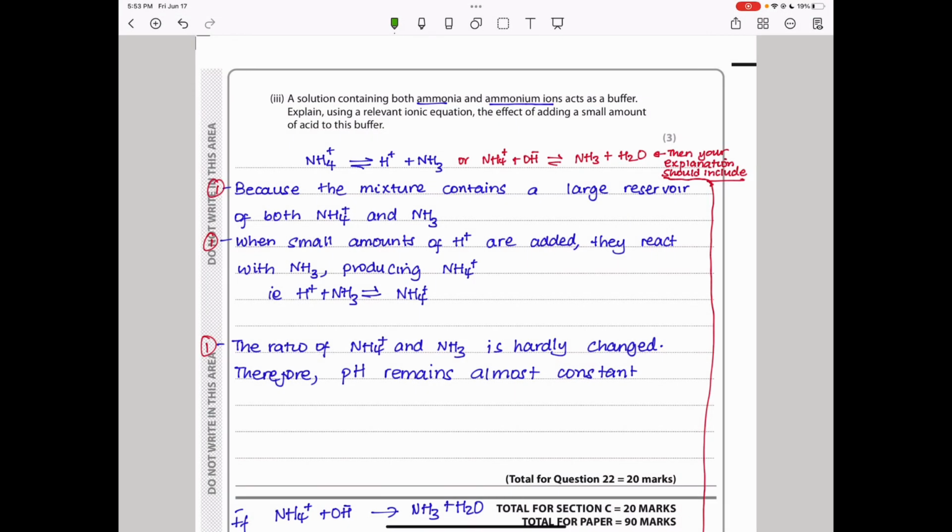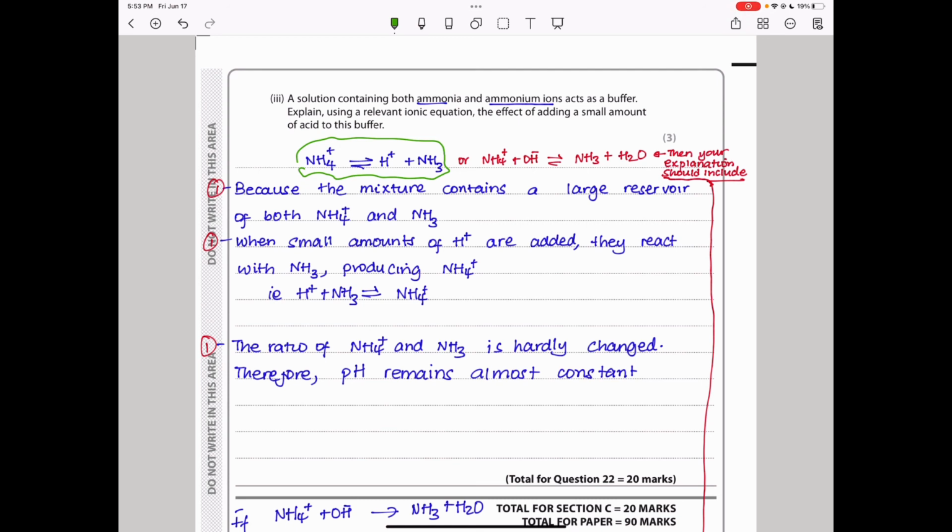Lastly, a solution containing both ammonia and ammonium ions acts as a buffer. Explain using a relevant ionic equation the effect of adding a small amount of acid to this buffer. Again, this is what we have seen previously. So when ammonium donates a proton and dissociates, a proton is going to be released and ammonia is going to be generated. So this is the buffer.